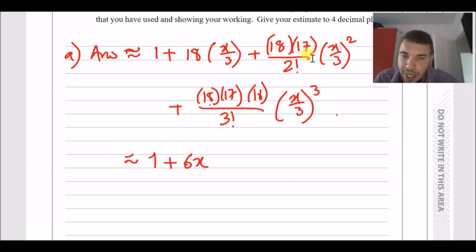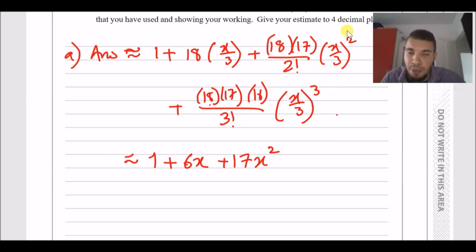Again, you do the same thing here. Make sure you use the factorial button. Even though it's obvious for 2 factorial, for higher values, you don't want to be making that mistake. So in your calculator, write all of this again, replacing x with 1. So it'd be 18 times 17 over 2 factorial times 1 over 3, all brackets squared. Doing so, you should get 17x squared.